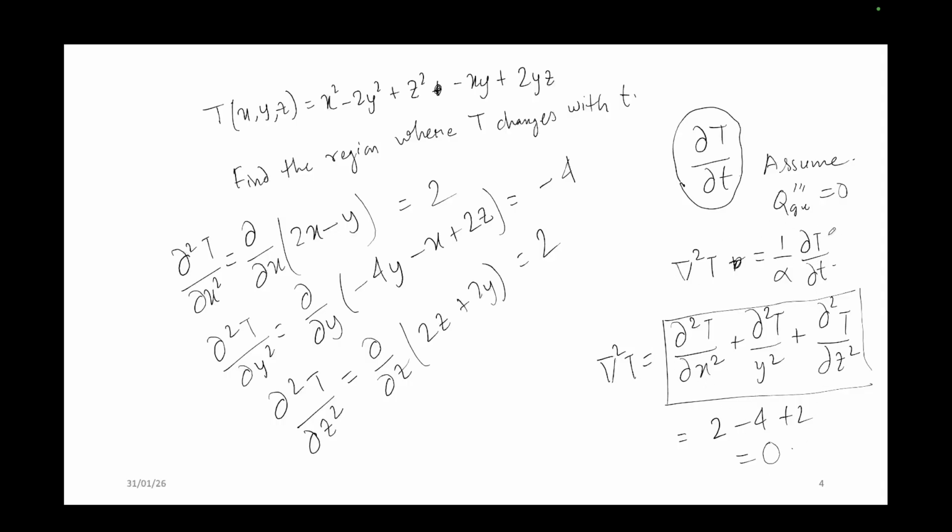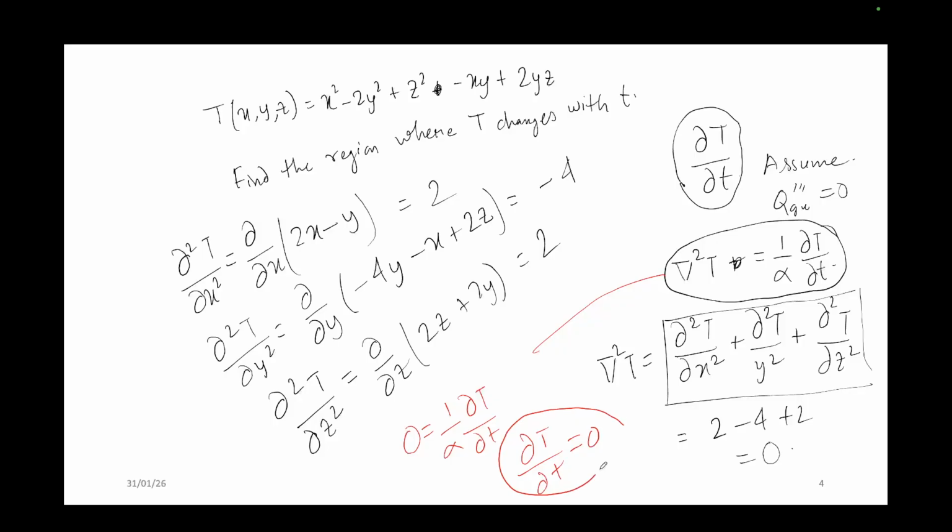So from this equation, what will I get? 0 is equal to 1 by alpha del T by del t. That means there is no such region where the temperature is changing with time. Yes, it is an example of steady state.